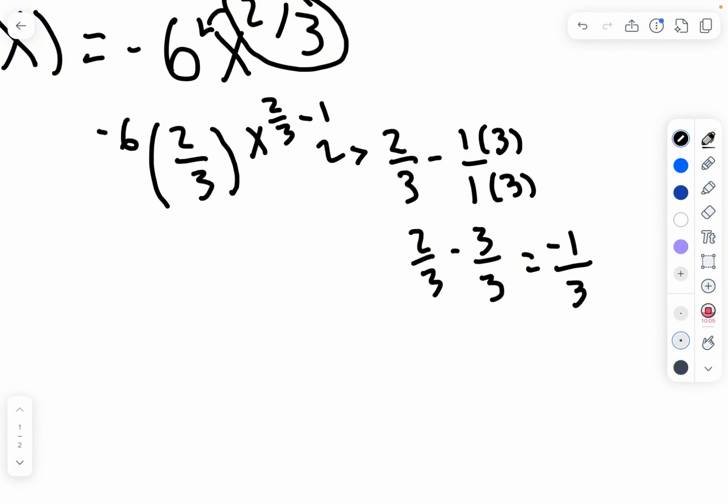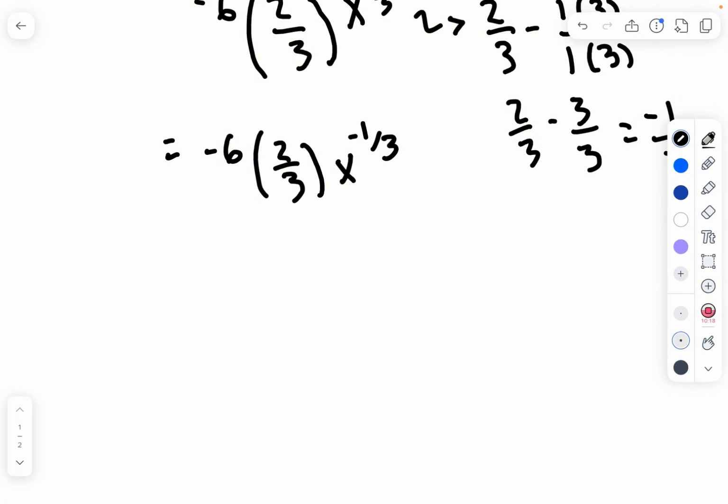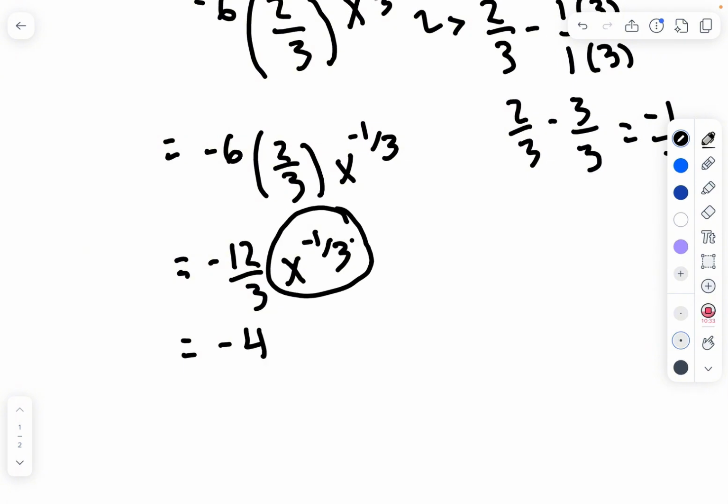So now we have negative 6. We'll simplify this in a second. Times 2 over 3. And then we have x to the power of negative 1 over 3. First of all, I can already simplify some stuff. Negative 6 times 2 gives me negative 12 over 3, and then we have x to the power of negative 1 over 3. Negative 12 divided by 3 gives me negative 4. And then I want this to be a positive exponent, so I'll bring that into the denominator. So negative 4 over x to the power of 1 over 3.